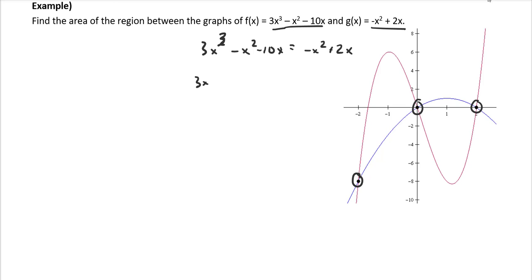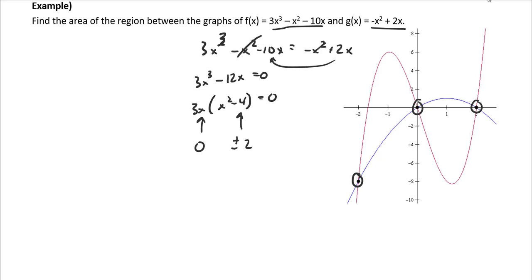So this is 3x^3. I'm going to bring that over. The x^2 terms are going to cancel. I'm going to bring this over. That's negative 12x equals 0. I factor out a 3x. I get x^2 minus 4 equals 0. So this is 0, and this is plus or minus 2. So it does work out pretty nice to factor it out. So those are my three values.